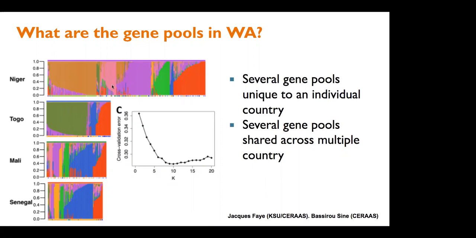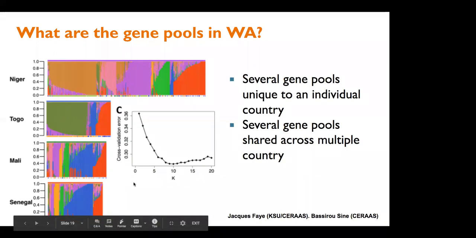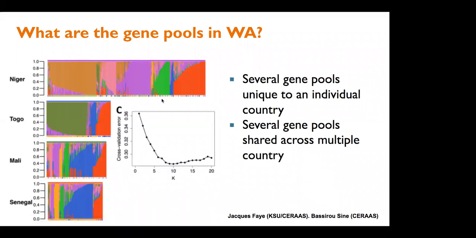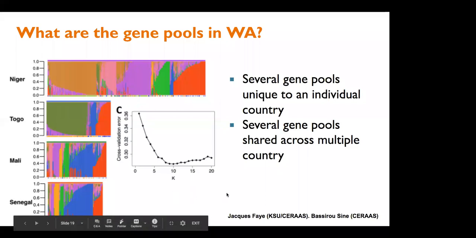And so the management of the germplasm, who do you want to cross with if you're trying to establish elite gene pools for your country or for your region. Now there's a map of which accessions belong in which gene pool.